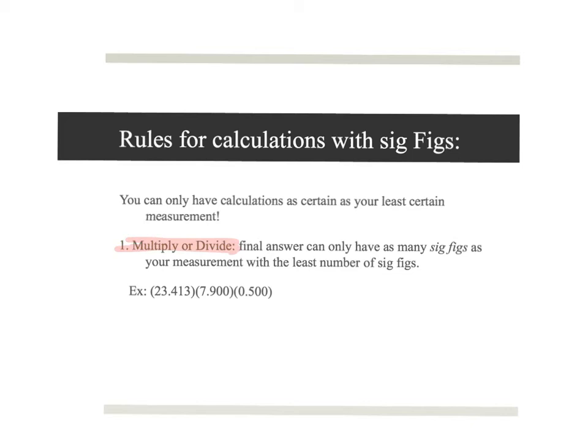So if we look at our example here, we're doing 23.413 multiplied by 7.900 multiplied by 0.500. In this case, our first number has 5 significant digits, our second has 4, and our third has 3. If you're unsure about why those are the correct number of significant figures, you want to go back to the previous slide, rewind our video, and check it out. So our answer should have 3 significant figures. Okay, so this would be a good time again to pause this video, try it out, punch in your calculator, see what your answer comes out to be, round it to 3 significant figures.